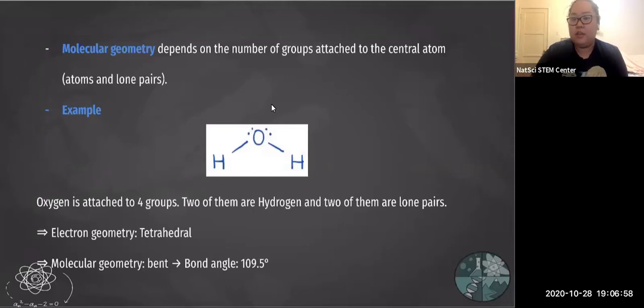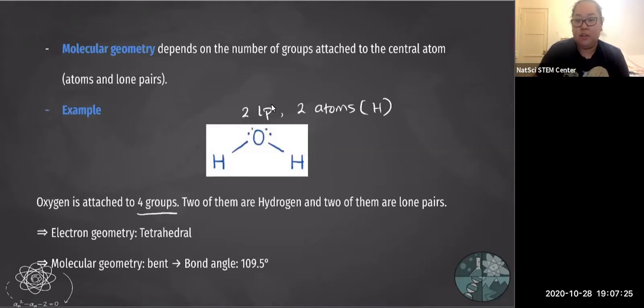Molecular geometry depends on the number of groups attached to the central atom. So that means other atoms and lone pairs. Here, there's two lone pairs and two atoms attached, hydrogens. So oxygen is therefore attached to 4 groups: 2 lone pairs and 2 hydrogens.